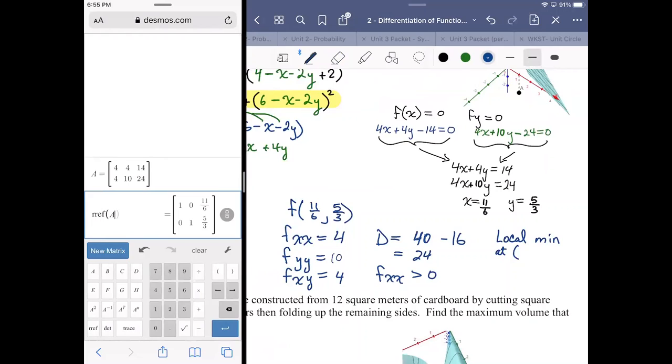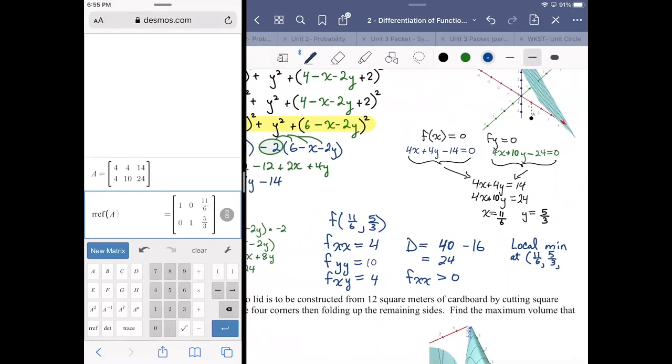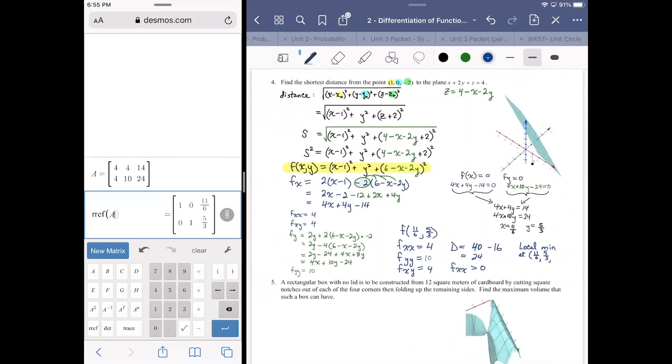Right. So then I just need to know what the z value is that goes along with this x and this y. So that's just plugging and chugging back into my original model. Now, bear in mind, I'm not asked to find a coordinate. I'm asked to find a distance. So once you get your x and y, you could actually evaluate your distance formula.